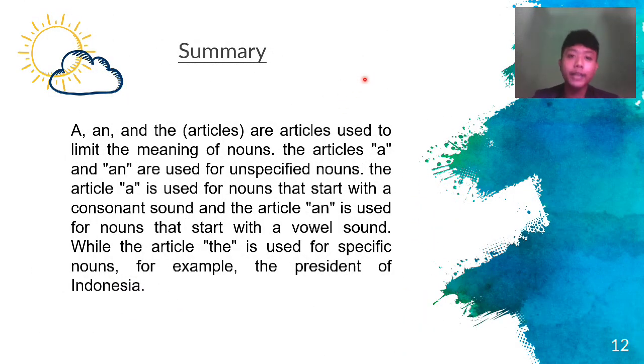Okay, now I will explain the summary of the material presented today, guys. The summary: a, an and the are articles used to limit the meaning of nouns. The articles a and an are used for unspecific nouns. The article a is used for nouns that start with a consonant sound, and the article an is used for nouns that start with a vowel sound, while the article the is used for specific nouns. For example, the president of Indonesia.